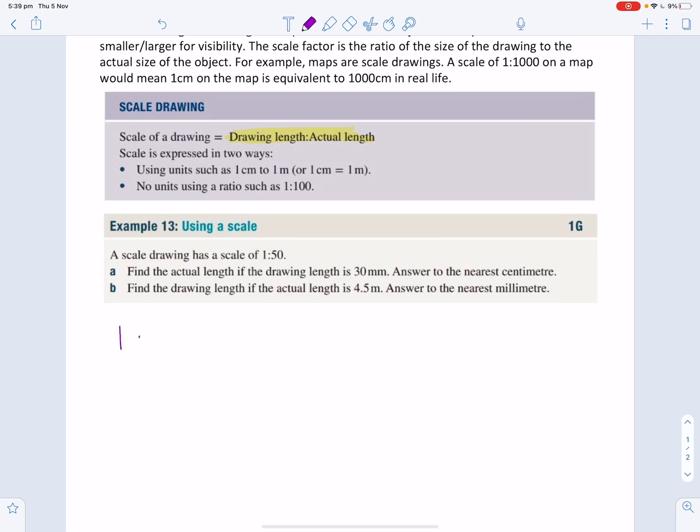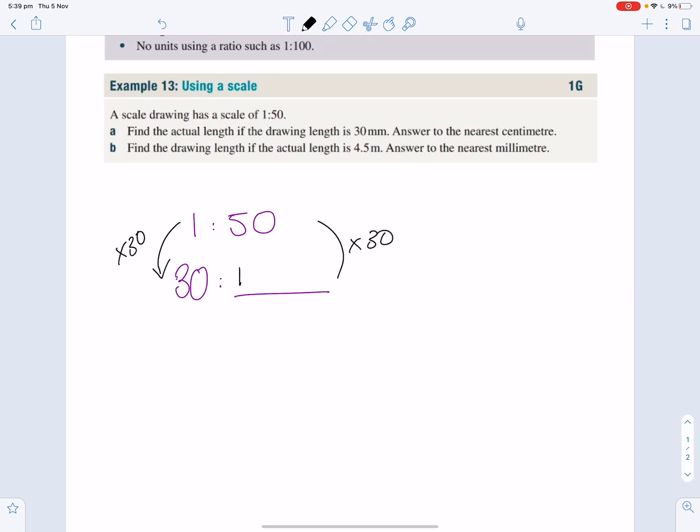If it's 1 to 50, set it up as you would any ratio. So 1 to 50, and then the drawing length is 30 millimeters. So we need to work out what this is. To get from 1 to 30, we multiplied by 30. So we need to multiply this side by 30. That would be 1500. Now this here was millimeters, so that means that is millimeters.